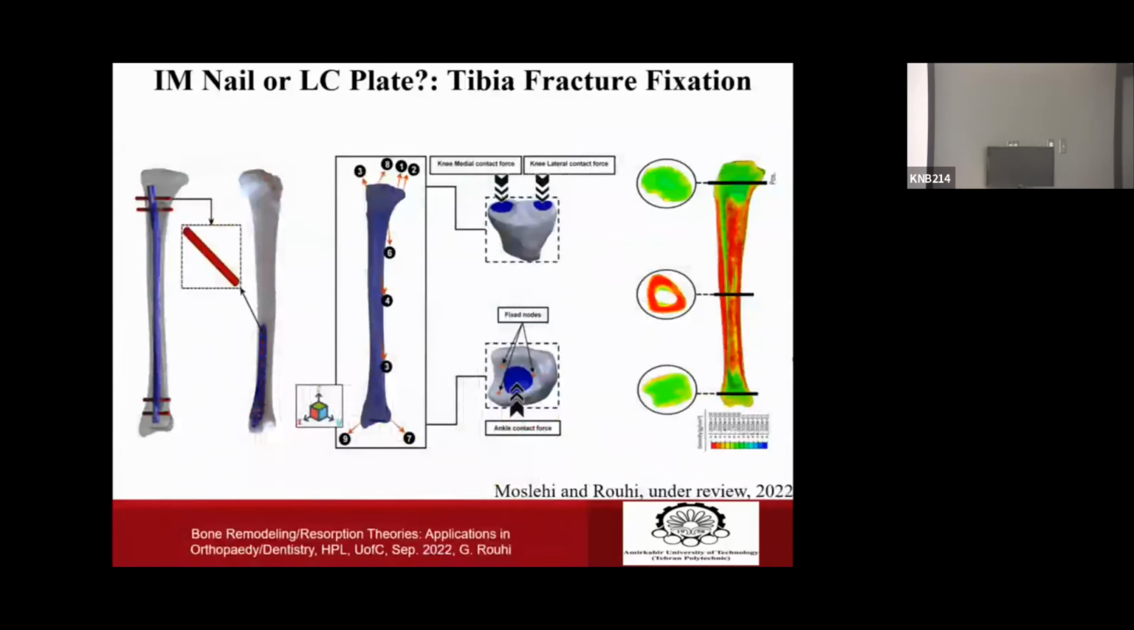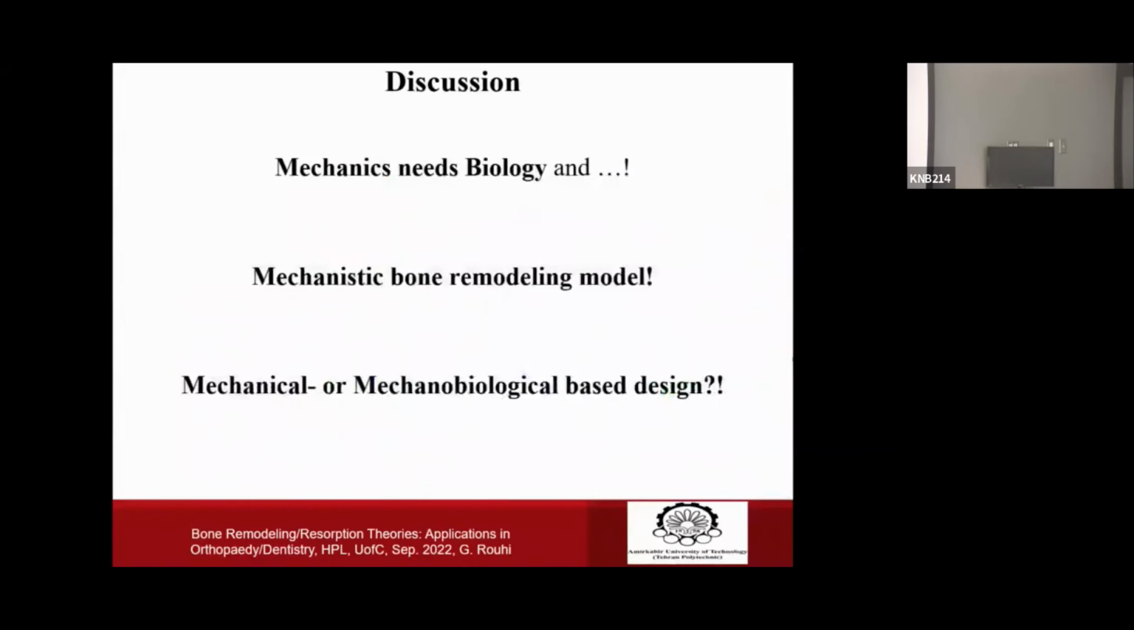Of course, there are many applications of bone remodeling theories in orthopedics as well. Let's assume that there is a fracture in the distal part of the tibia, and orthopedic surgeons are wondering whether they have to use an intramedullary nail or, let's say, a locking compression plate. We can use computer simulation, finite element, and bone remodeling theories, and we can see at the end of the day what will be the density distribution and changes in the strength and modulus of elasticity of a bone.